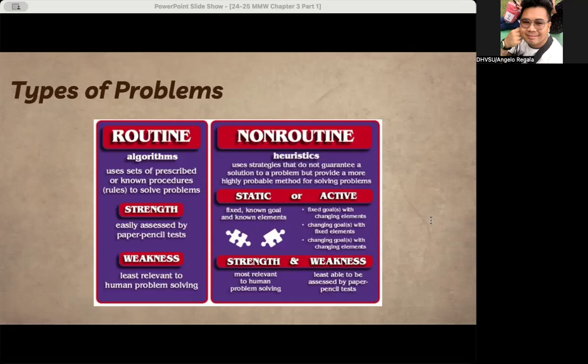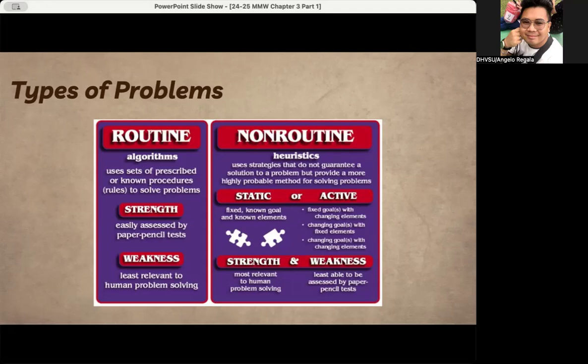Okay? So, yun po. It's building a model and drawing a picture. Some of the basic problem heuristics. So, yung tagta-trial and error ka ng different methods, different techniques or strategies to solve the problem kapag non-routinary. Now, pag routine, meron ka ng set of formulas or algorithms na gagamitin. Now, under non-routinary, we have two types. We have the static non-routine and active non-routine.